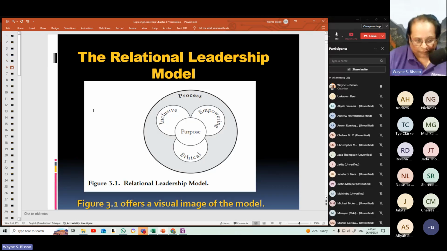So this is a model taken from the textbook again, or a visual of this, where you have purpose at the center, inclusivity as one of the behavioral things, empowerment or empowering activities as part of your behavioral activities, and ethics or ethical values that kind of governs everything. And all of this has to be done in a process oriented approach to developing your leadership potential. Now, we'll go through each of these components.